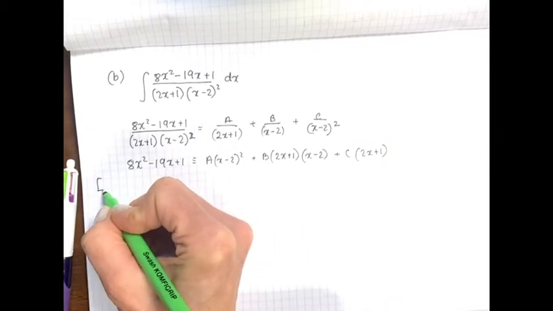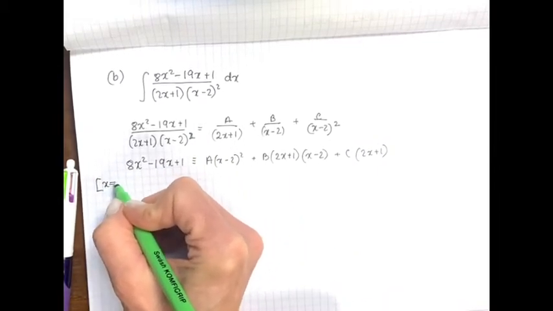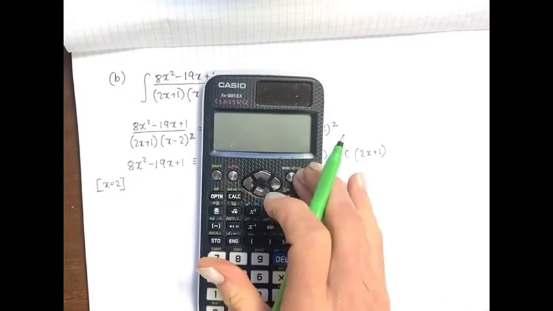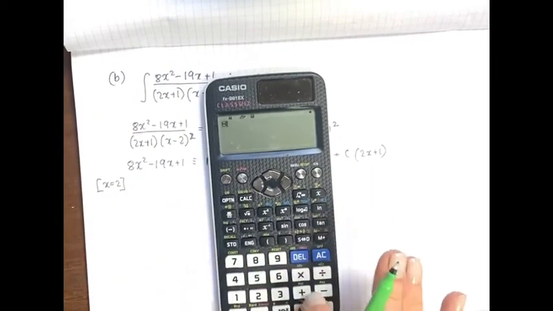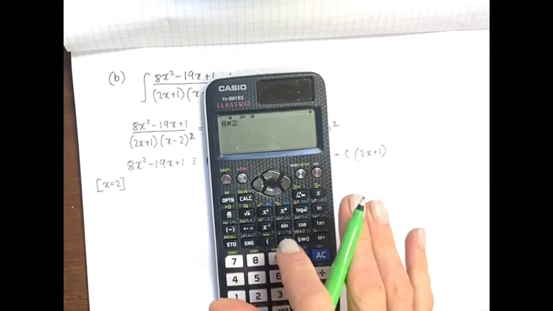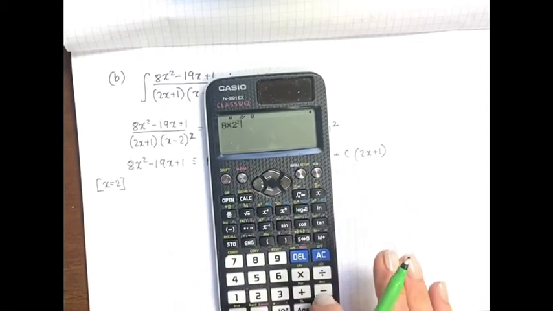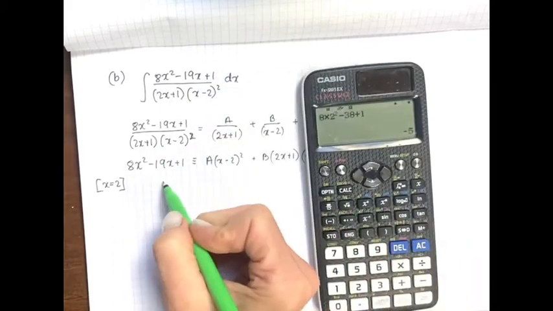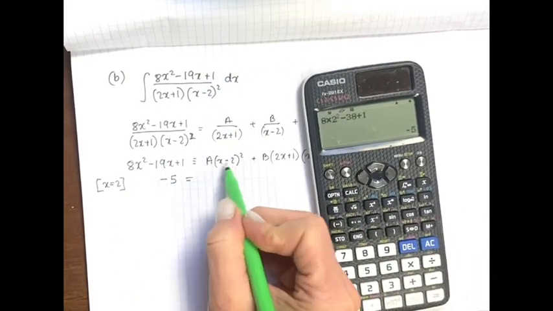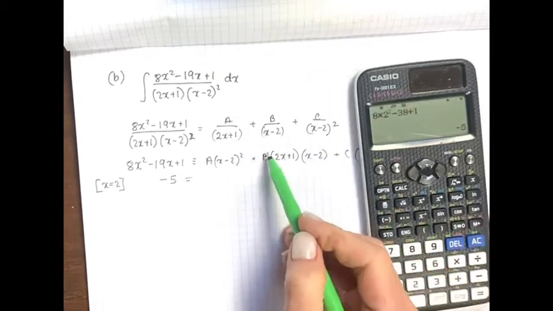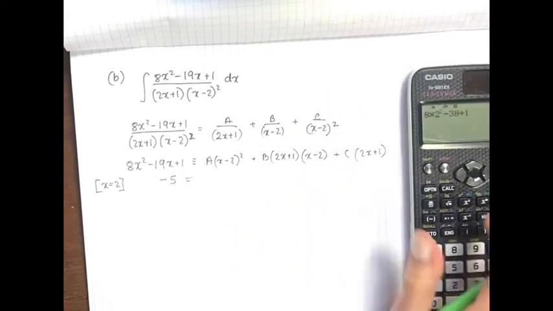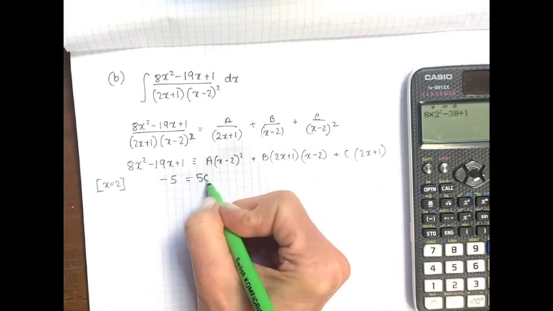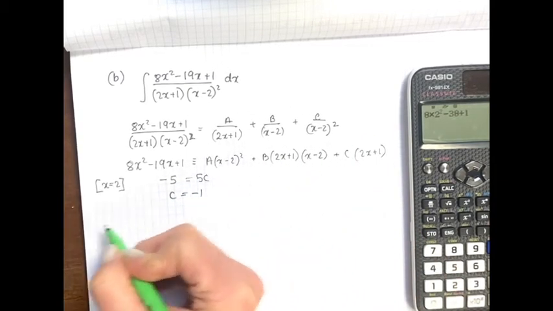Right, let's find different values, make x equals 2. So this is going to be, let's put 2 in, so it's 8 times 2 squared minus 38 plus 1, so that's minus 5. This one goes to 0, so will this, because it's got x minus 2, so it's just this one. If you put 2 into this, you have 5C, so C is equal to minus 1.